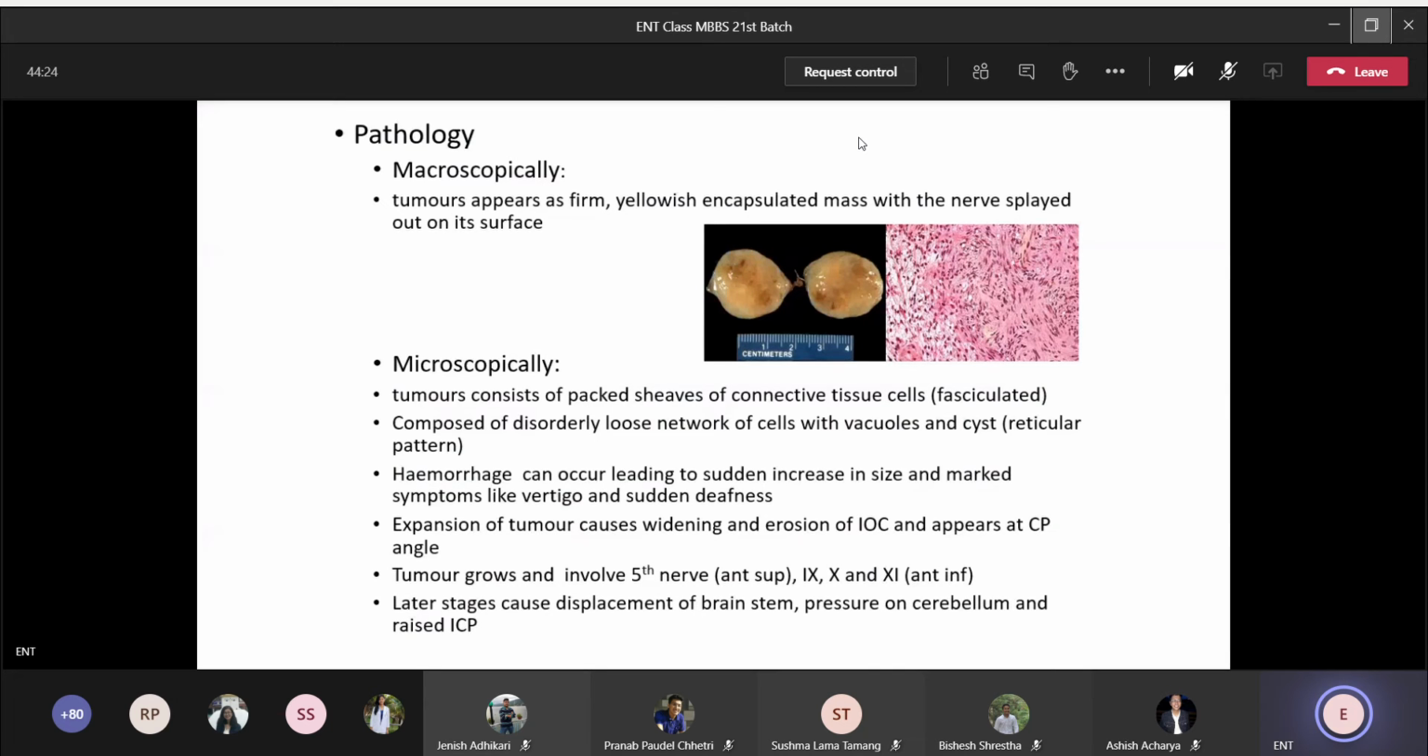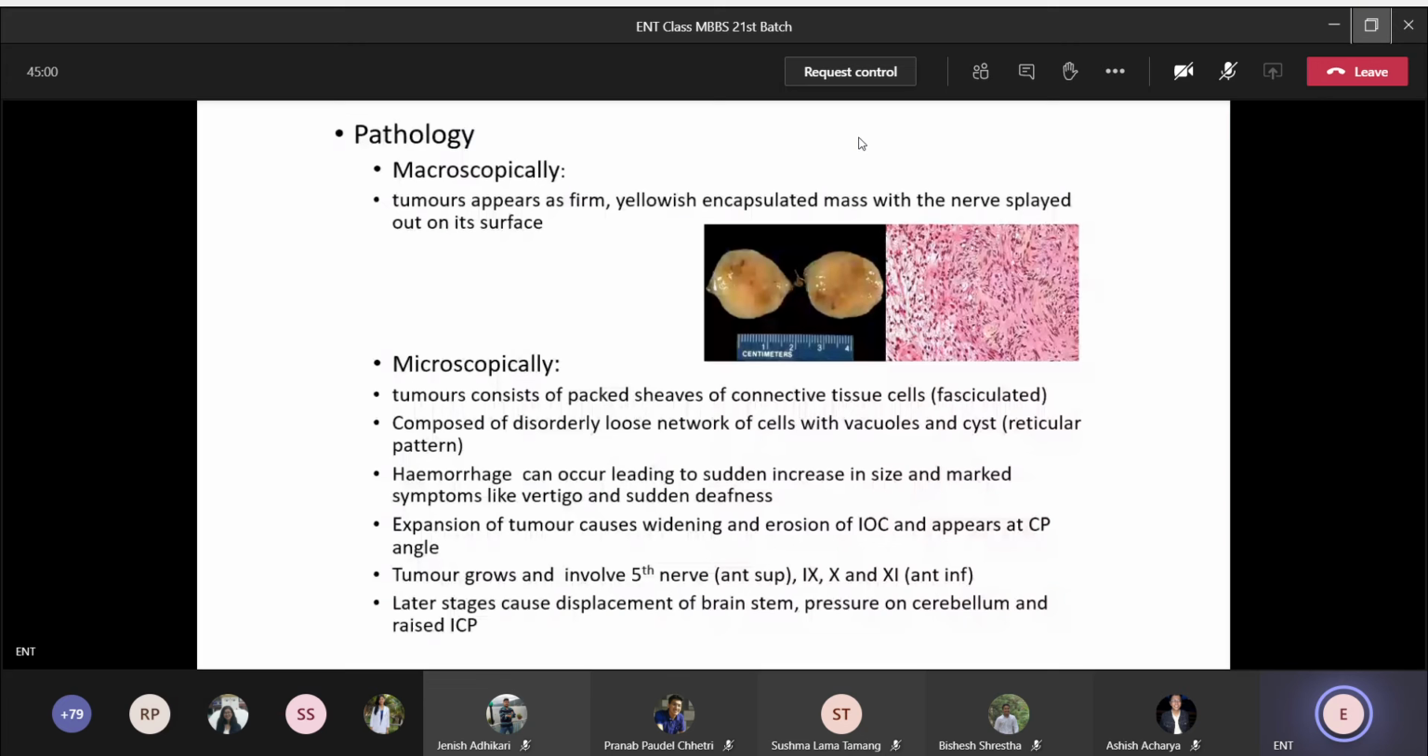As it increases in size, it widens and erodes the internal acoustic canal, and then appears at the CP angle. When it grows, the first nerve it involves is the fifth cranial nerve, followed by the 9th, 10th and 11th nerves. Later, when the tumor is big enough, it causes displacement of the brain stem. It can cause pressure on the cerebellum, leading to raised intracranial pressure.